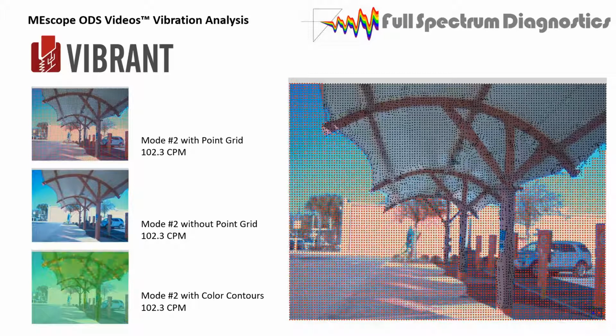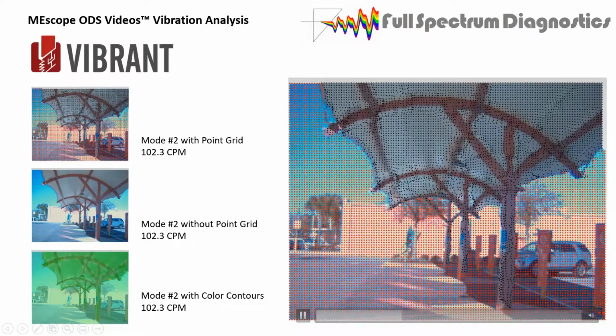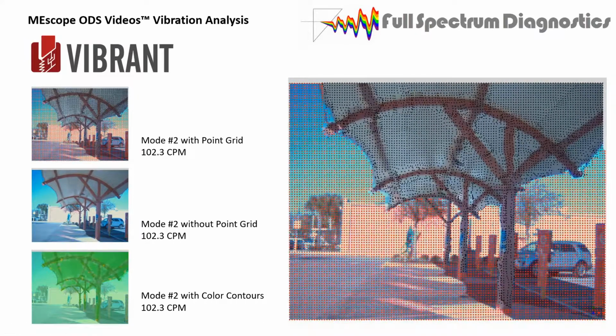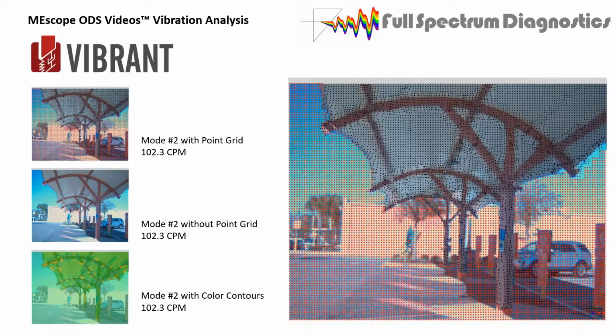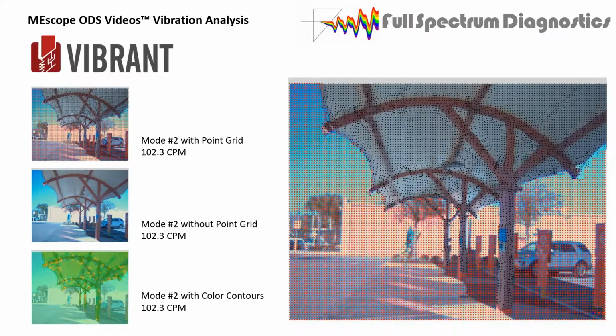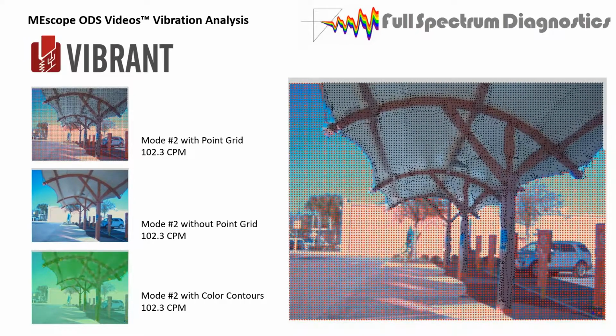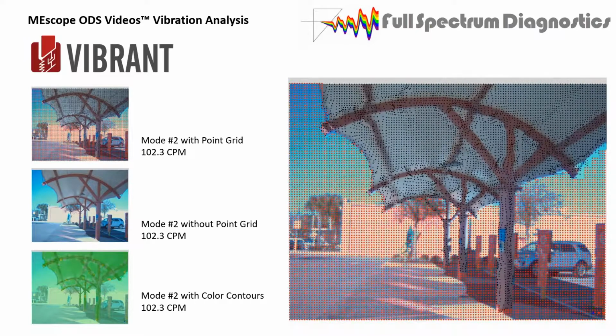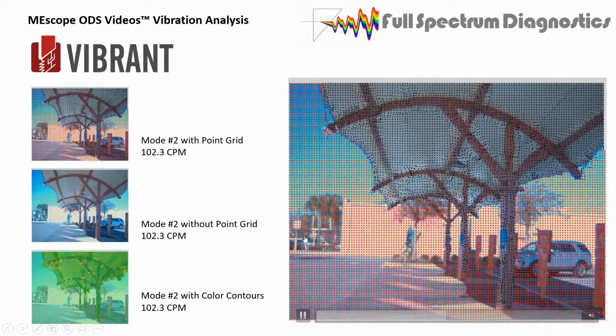This is another frequency, 102.3. Get this guy started. And again, I left the dots on so you could see a little bit how that looks. And they're kind of moving out of order. Remember, this is a pin structure as well. So the frame itself, it's all moving together, which is a good rigid body type mode.